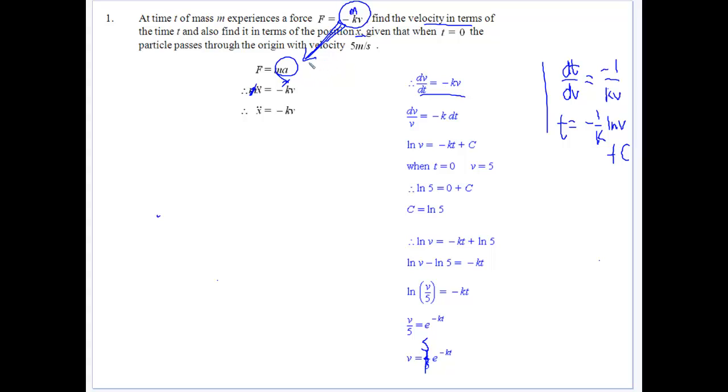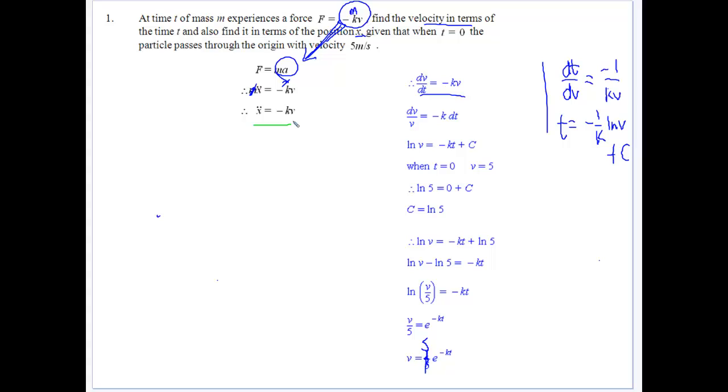So if force is equal to mass times acceleration, and we're told the force is minus mkv, then acceleration must be k times v. So there's our starting point. You can see it's a little different from what we had in Extension 1. We either had acceleration in terms of x or acceleration in terms of t. We didn't have to deal with one in terms of v. There's where Extension 2 comes in.